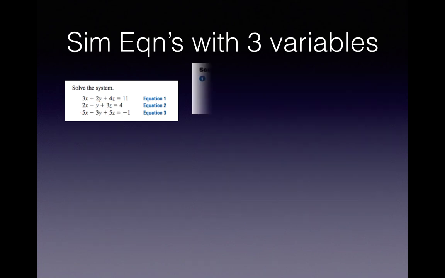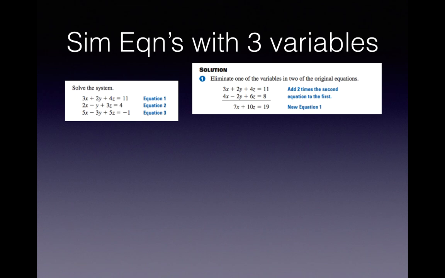Okay. First of all, eliminate one of the variables. In this case, I've decided to eliminate the y. So multiply the second equation by 2. That gives me 7x plus 10z equals 19. And that's an equation of the line with my 2 variables of x and z.